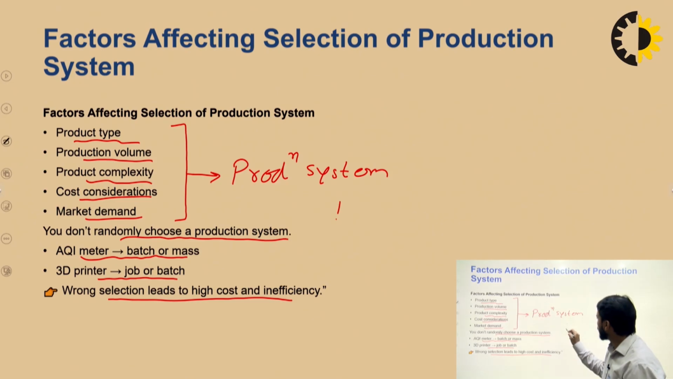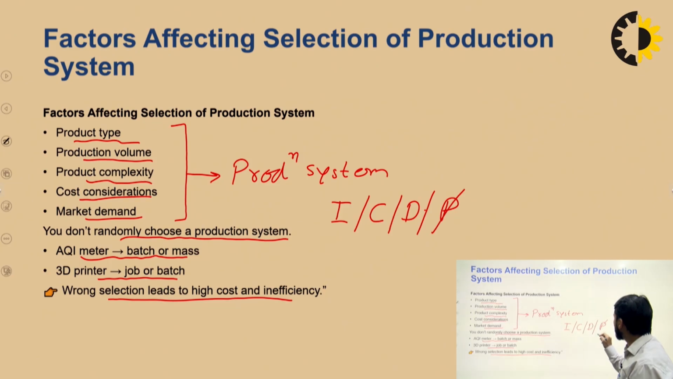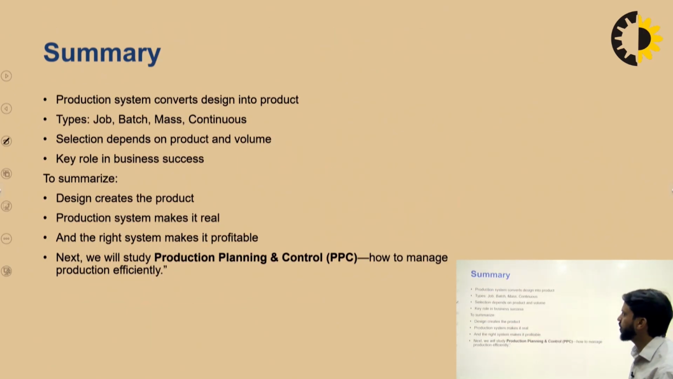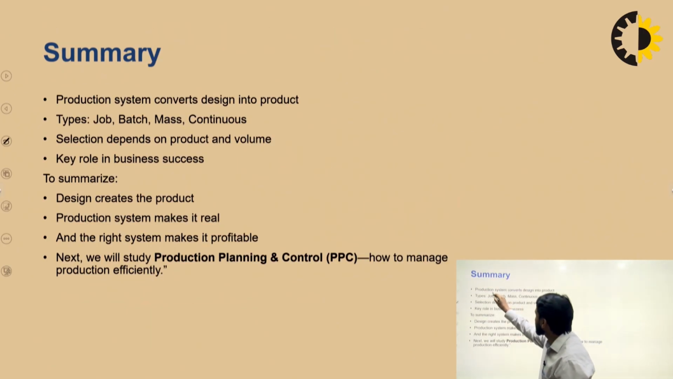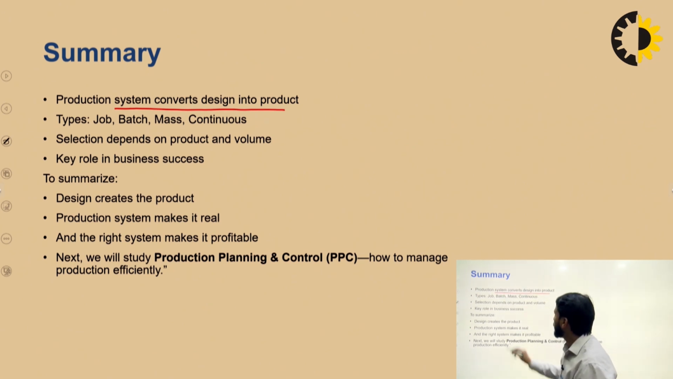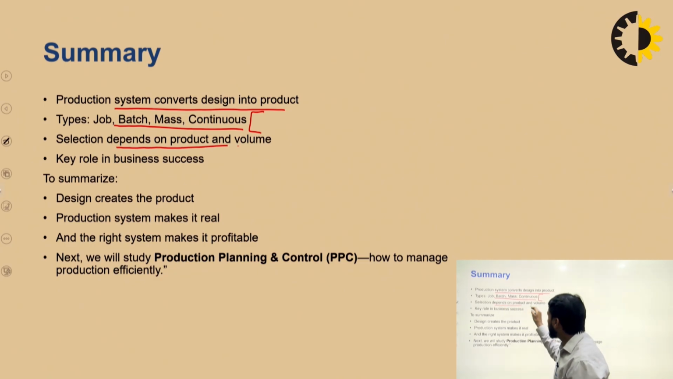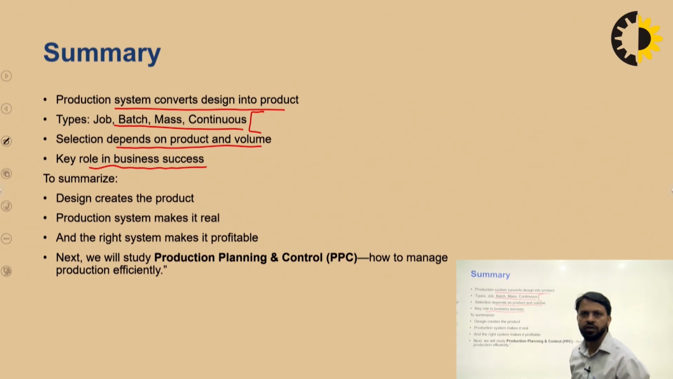So you have a very good idea, you have developed a good concept, you have designed it well, but if the production system is not good, all of this goes to waste. That is the idea. So this is the summary of this lecture. The production system converts design into product. There are different types, and we have also seen some advancements like green production, lean production, or flexible production. Selection depends upon the product and the volume, and this plays a key role in the success of your idea or the business model.